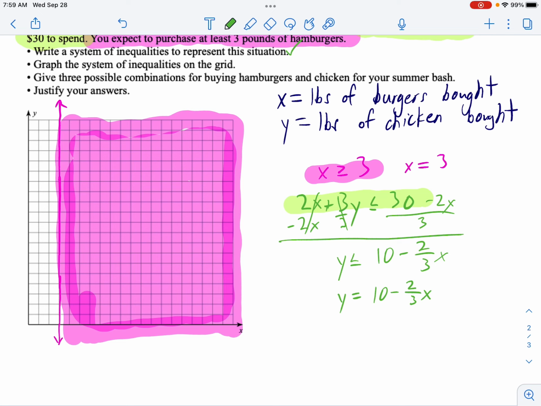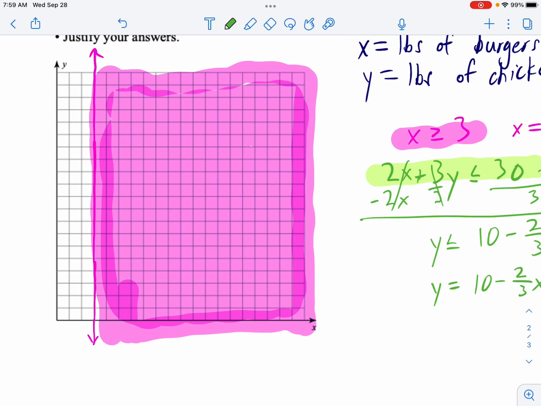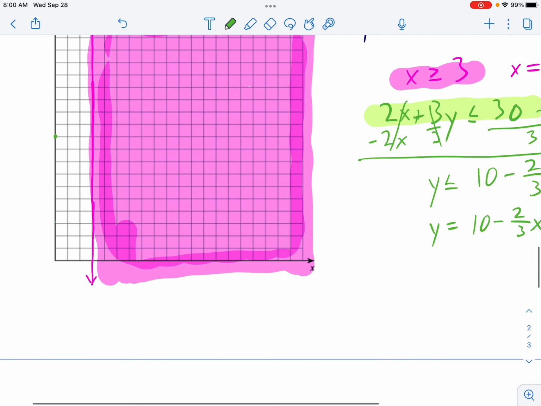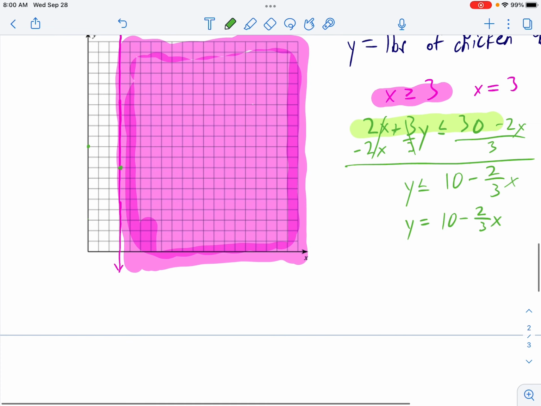All right, so I'm going to use a solid line because I have y is less than or equal to 10 minus 2/3 x. So let me go up 10 on the y-axis. So 1, 2, 3, 4, 5, 6, 7, 8, 9, 10. All right, and then my slope is negative 2/3, so I'm going to go down to the right 3. All right, I'm going to graph that.